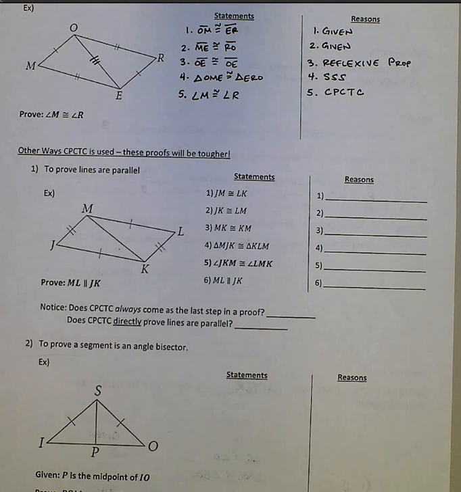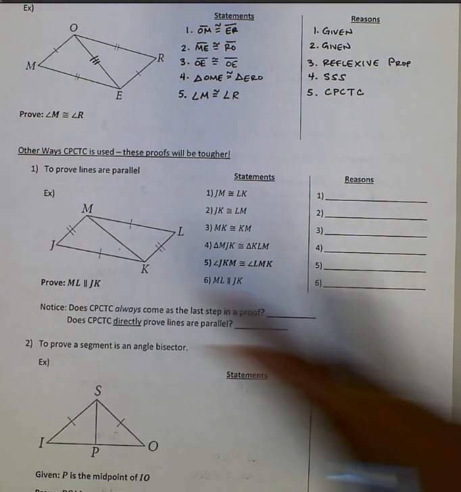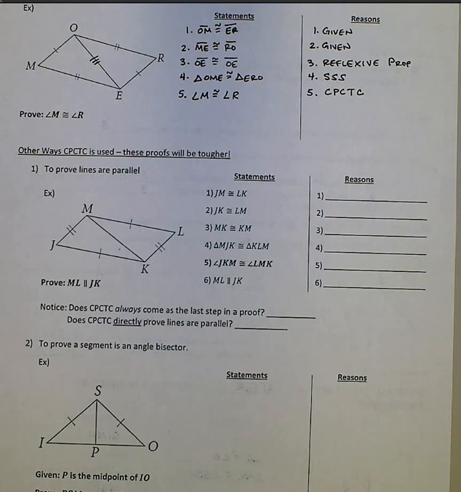Or CPCTC. Okay. So there are other ways that CPCTC can be used, and that makes the proofs a little bit tougher, but we can go through this and understand them too. So notice this proof that they're asking us to prove that ML is parallel to JK. Okay, so they're not asking us to prove that two parts are congruent. They're asking us to prove that ML is parallel to JK.